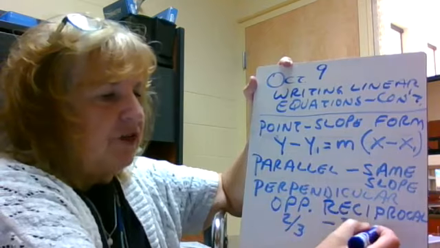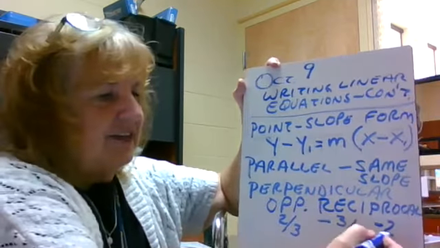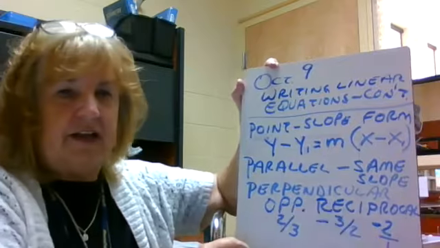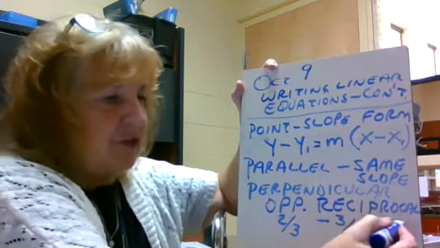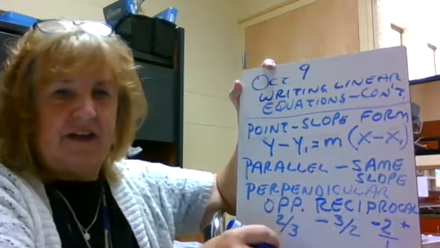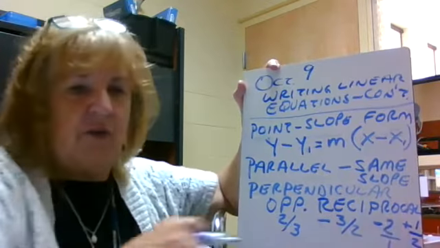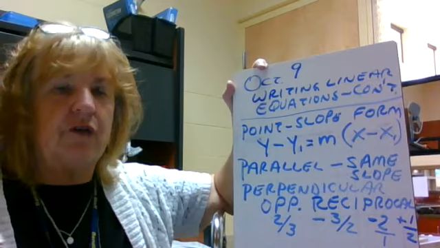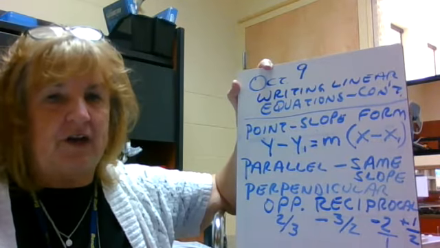If one of the slopes is -2, that's the same as -2/1. So the other one has to be the opposite, so it'll be positive. And if you flip it upside down, you get 1/2. So those are opposite reciprocal slopes. Those are slopes of perpendicular lines.